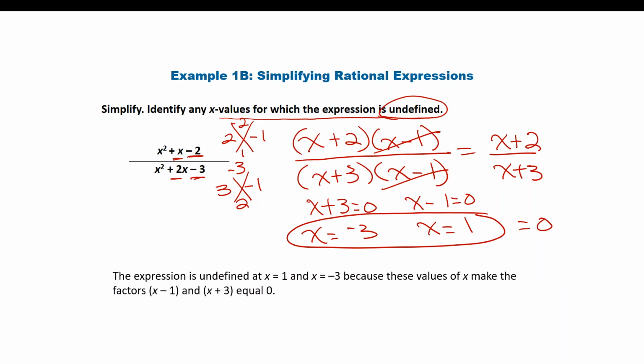The expression is undefined at x equals 1 and x equals -3, because these values of x make the factors x minus 1 and x plus 3 equal to 0. So when we're looking for the values at which the expression is undefined, we have to choose both of them. All right?